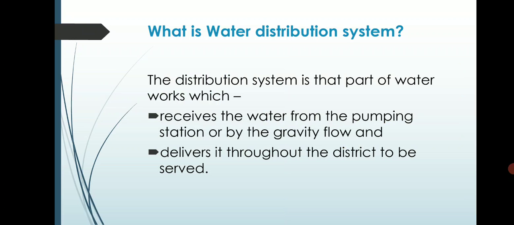If we go by the book's definition, what is the water distribution system? The distribution system is the part of waterworks which receives water from a pumping station or by gravity flow and delivers it throughout the district to be served. What is actually a pumping station or gravity flow? We will be learning this when we proceed in this lecture.